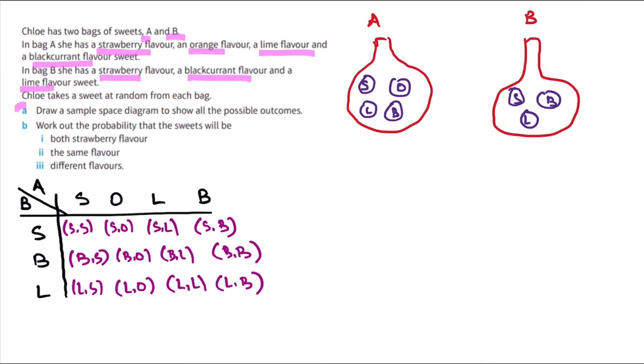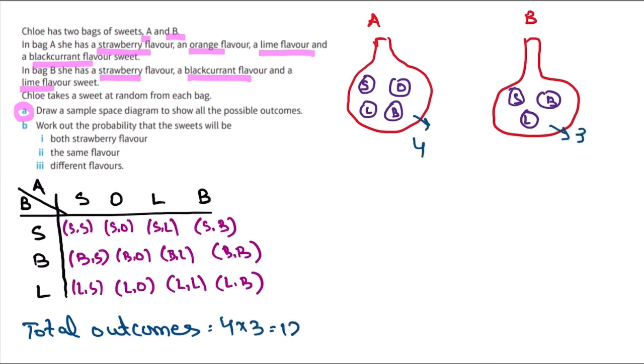So we are done with part A. Now part B says: work out the probability that the sweet will be both strawberry flavor. Because this is a question to do with probability, I'm going to find the total outcomes. How many total outcomes are there? In the horizontal, bag A has 4 and bag B has 3. So you can multiply them together. 4 times 3 is 12. So the total outcomes you'll get is 12.